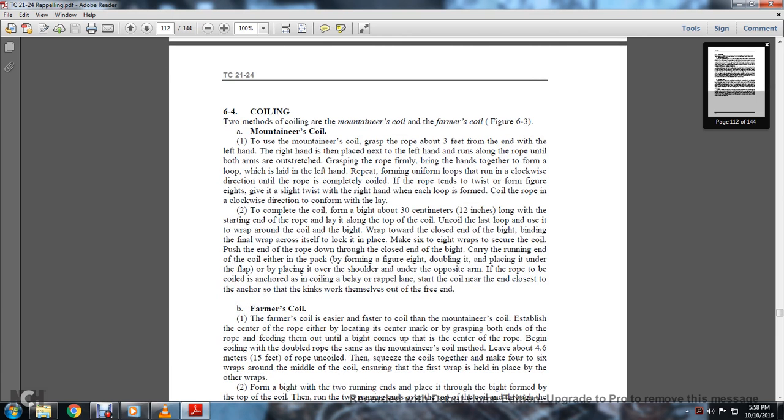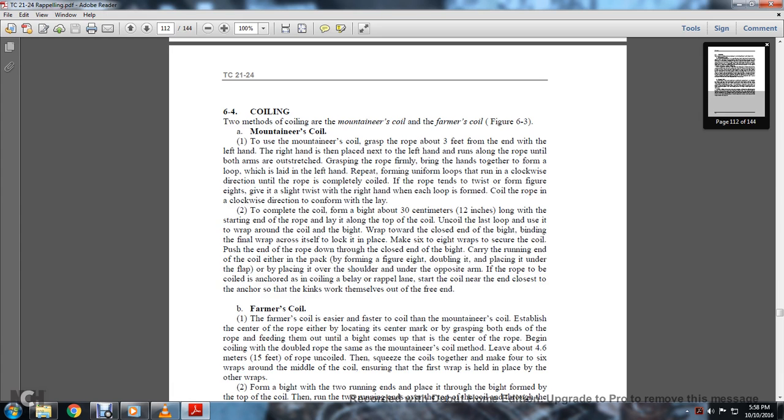To finish, make a bite about 30 centimeters or 12 inches long with the starting end of the rope. Lay it along the top of the coil and uncoil the last loop. Use it as a wrap around the coil and bite. Wrap toward the closed end of the bite, binding the final wrap across itself and locking it into place. Make 6 to 8 wraps to secure the coil, pushing the end of the rope down through the closed end of the bite.